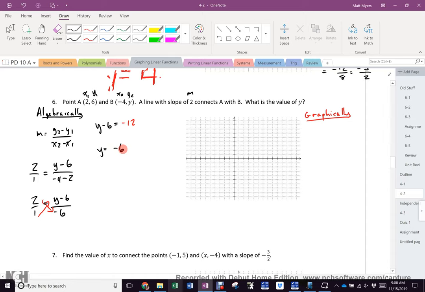Yeah, yeah, yeah. Let us go to graphically. Which of those points do I know the entirety of its address? Point A. Where is it?